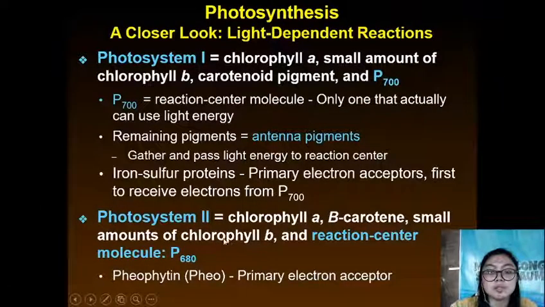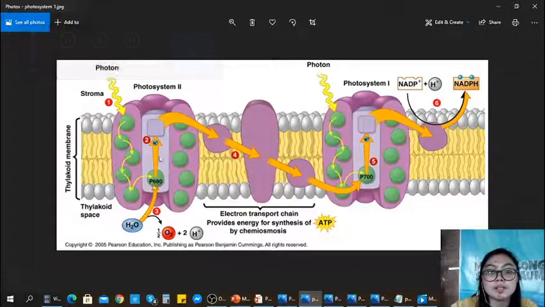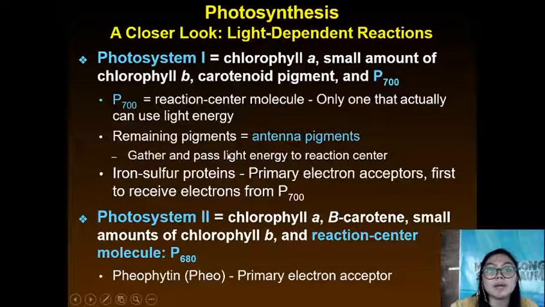So photosystem 2 has pheophytin. It is the primary electron acceptor. Remember, pheophytin is the primary electron acceptor in photosystem 2, while in photosystem 1, the electron acceptors are the iron sulfur proteins.